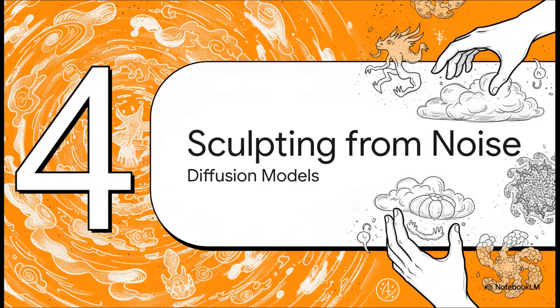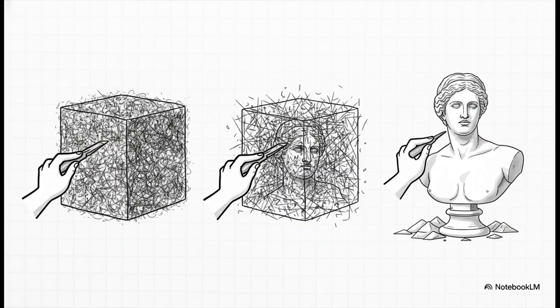And now for our final artist. Honestly, this one might be the most magical of them all. This artist doesn't paint on a canvas. It actually sculpts an image out of pure chaos. Meet the diffusion model, the sculptor of noise. And that analogy is spot on.